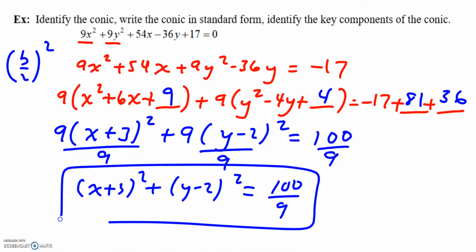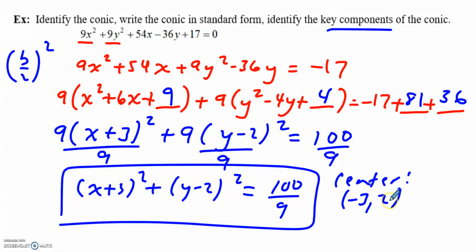So this would be my answer in standard form, but it also asks to identify the key components. And the key components of a circle are the center, which would be at negative 3, 2, and my radius. How convenient that both of these are perfect squares, so my radius would be 10/3. Not bad.